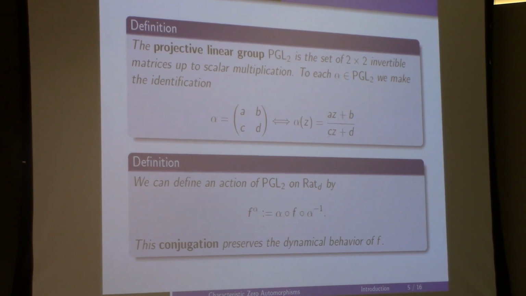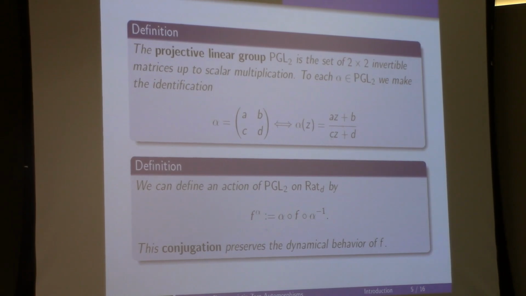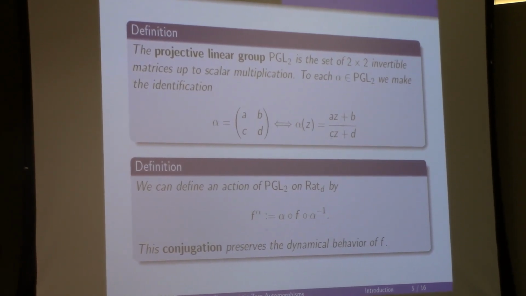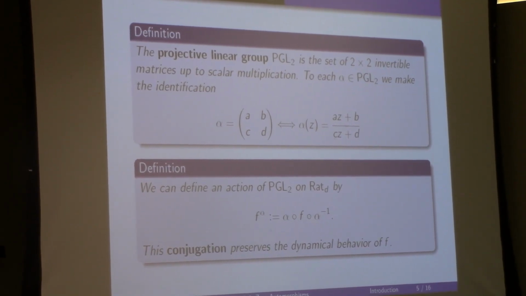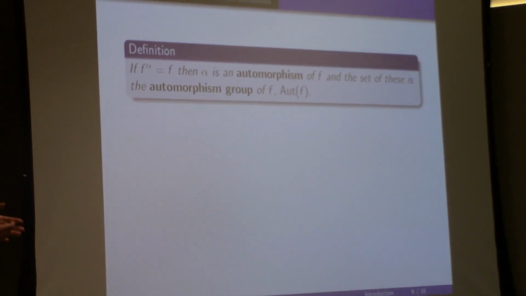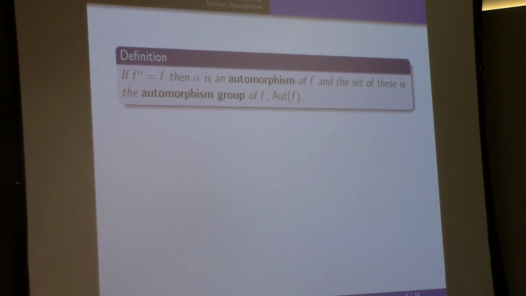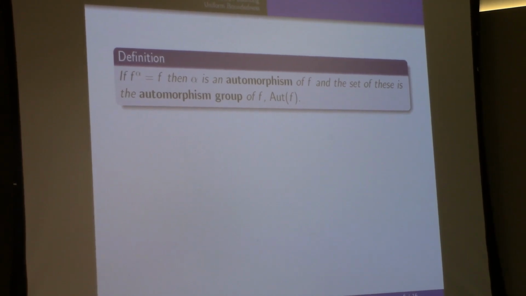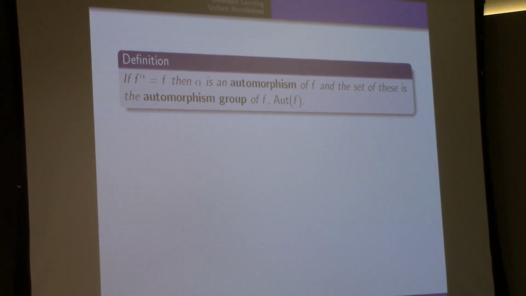The reason this is so important is because the conjugation that we do on a particular dynamical system preserves the dynamical behavior. In other words, looking at different conjugates, you can get the same dynamical behavior. So it suffices to look at any one of the conjugates of a particular dynamical system. If you have a certain element of PGL2 where conjugation actually gives you the same dynamical system back, then that particular alpha is called an automorphism of that dynamical system. And the set of the automorphisms of a particular dynamical system is the automorphism group, as one would expect.